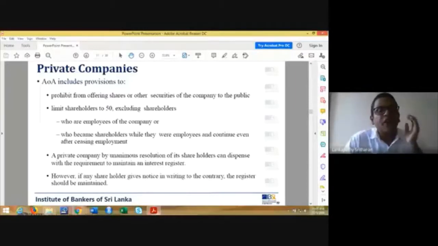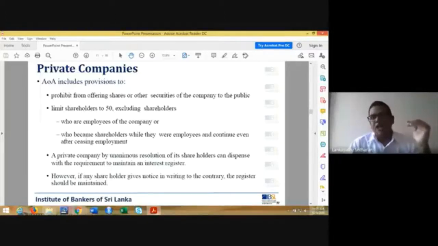This is one of the main restrictions imposed on private companies. Private companies are prohibited from offering shares or any other securities, which may include debentures, to the public. They can't offer to the public in general. What they can do is issue shares to known parties. They can't offer to the public. That is the main restriction which will be included in the article of association.